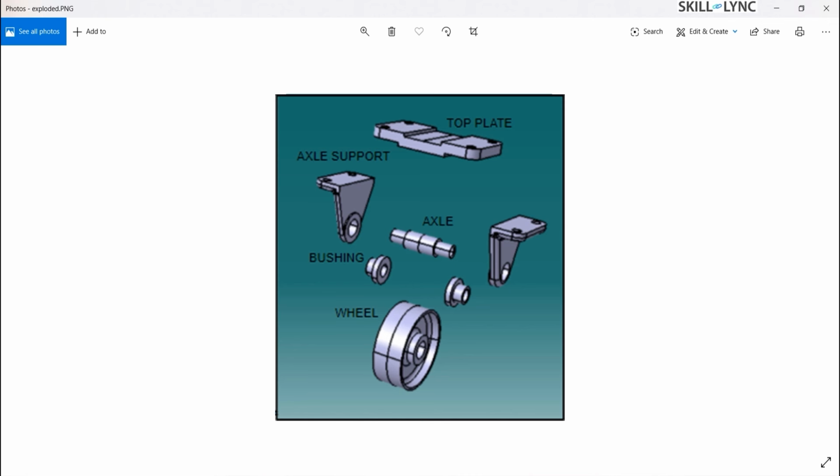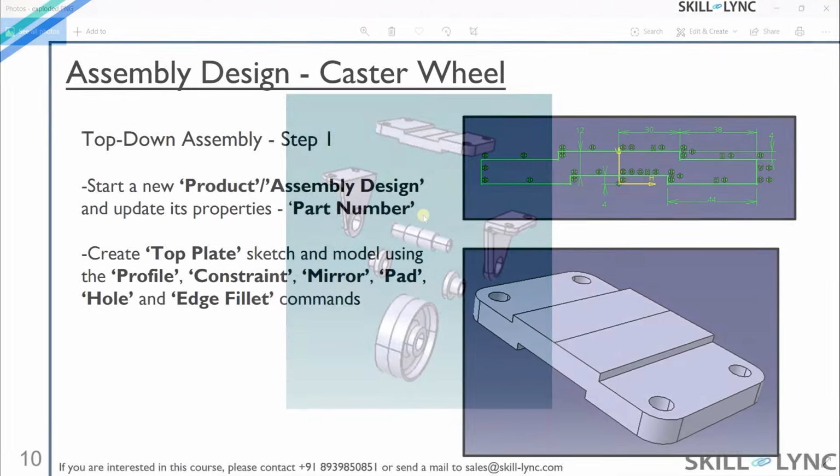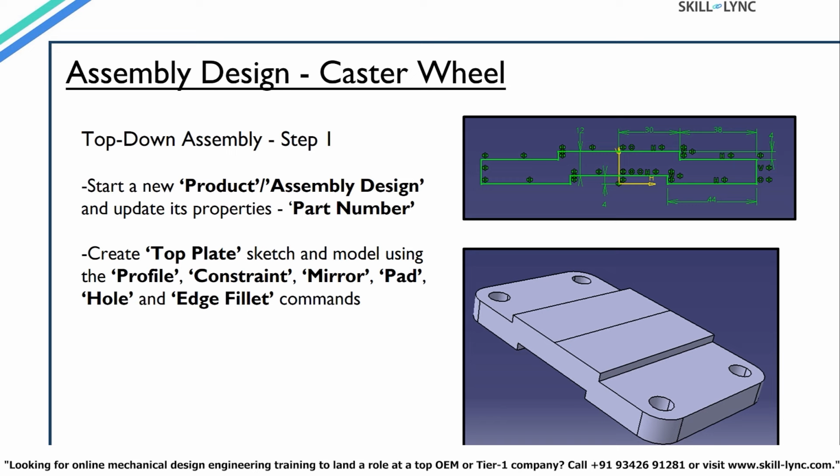Now, if you look at this picture, the caster consists of a top plate, two axle supports, one axle, two bushings, and one wheel. We will have to create only one copy of certain part bodies, like axle support, even if there are multiple instances of the same component in the assembly. First, we shall design the top plate part body.